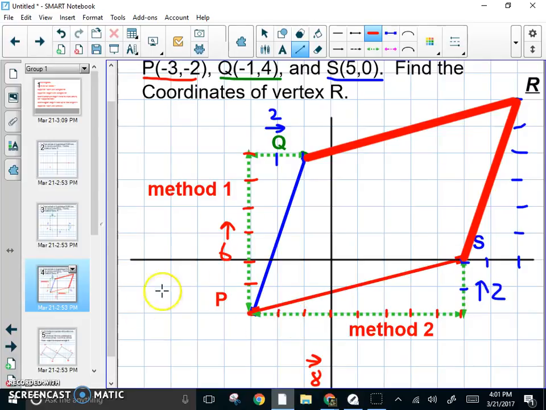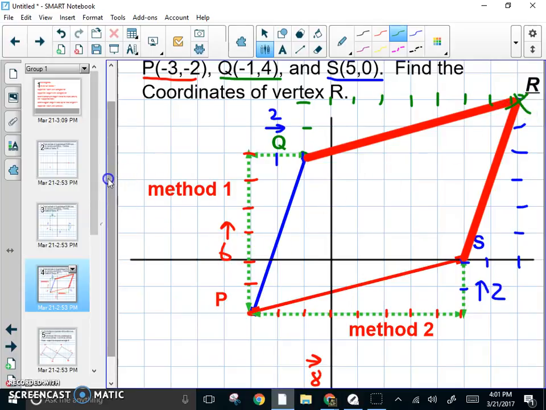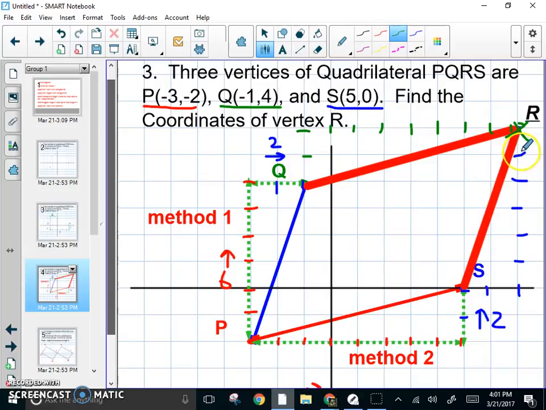And you could do the other way if you don't believe that it'll work. You can count up 2 from here, and then over 8. 1, 2, 3, 4, 5, 6, 7, 8. It works on both methods. You find that R is right here, and that is not over yet. You still need to put the coordinates of R, which would be 1, 2, 3, 4, 5, 6, 7 to the right. So my x coordinate is 7. And my y coordinate is 1, 2, 3, 4, 5, 6.